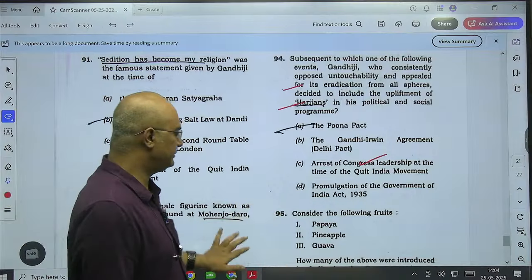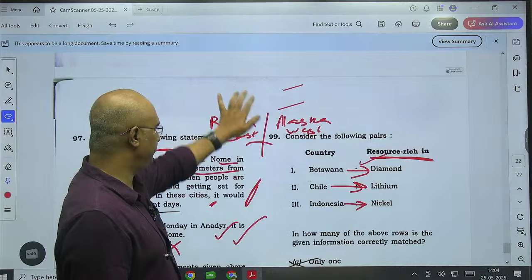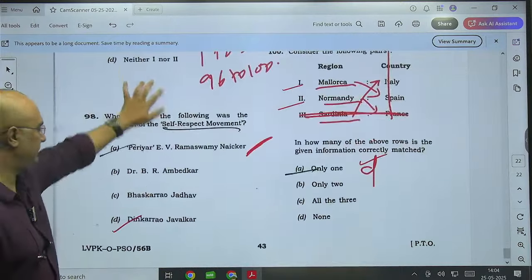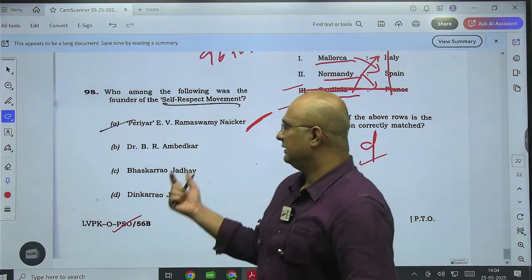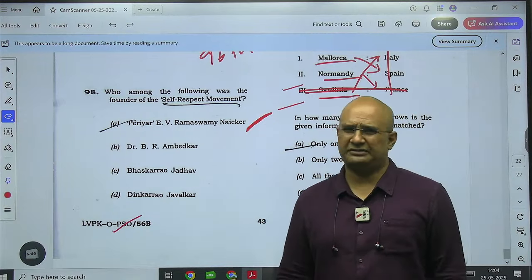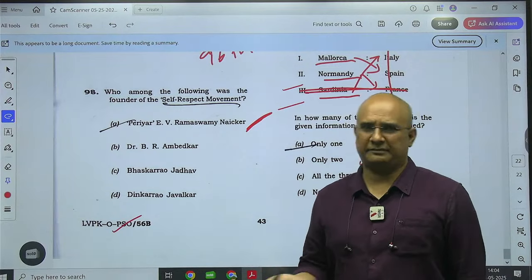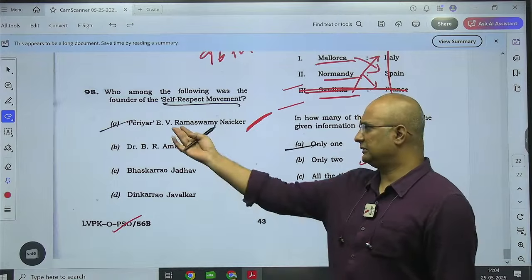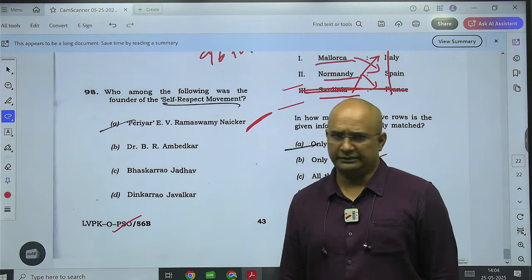Again, a straightforward question. There is nothing much that we need to get confused over there. And then after that, another simple question, the last question from the history section, is question number 98, a question from modern India, from the Social Justice Reform Movement chapter, a straightforward question. Who among the following was a founder of the movement called the Self-Respect Movement? No need to even look into the options properly, because the answer is straightforward: Periyar E.V. Ramaswamy Naicker. Fine.